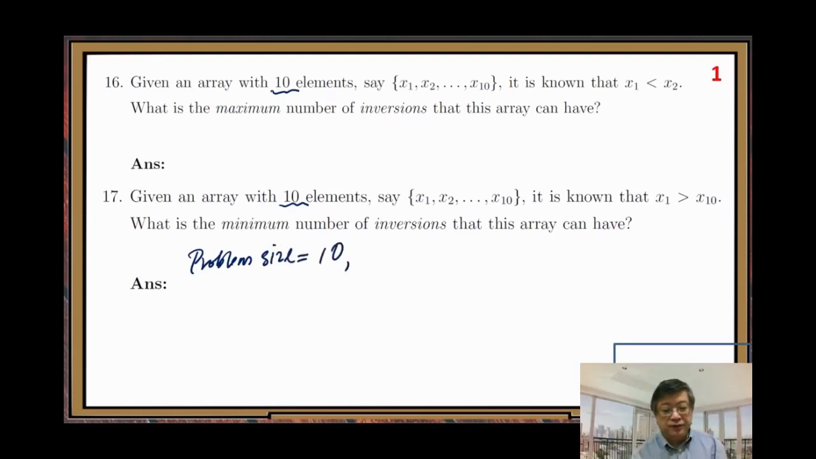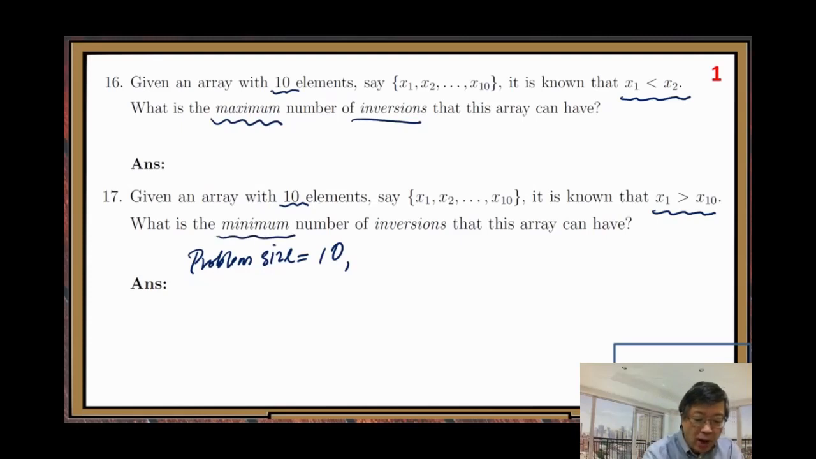Next, for question number 16, we are given one condition, x1 less than x2. But for question number 17, the condition is x1 greater than x10. Then for question number 16, we need to find the maximum number of inversions. And for question number 17, the minimum number of inversions.